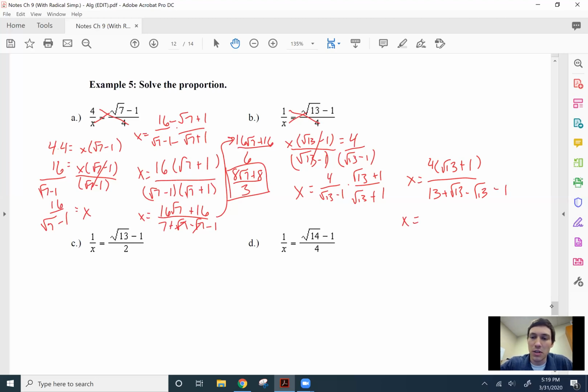So I get x, and I'm going to distribute these. So I get 4 radical 13 plus 4 all over, these cancel, 13 minus 1 is 12. And again, 4, 4, and 12, those are all divisible by 2, so I get x equals 2 radical 13 plus 2, oh, divisible by 4. Also divisible by 4, so I get radical 13 plus 1 all over 3. Now let's simplify it all the way down.